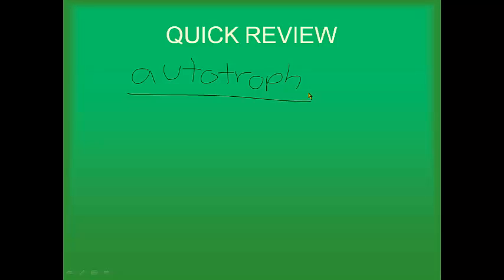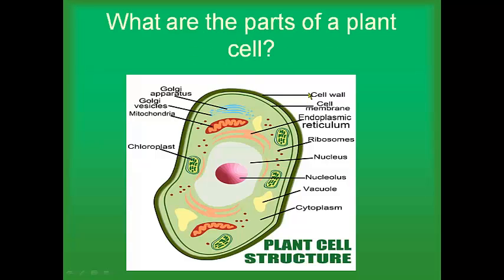Now, before we can talk about plants making their own food, we have to review a little bit of plant cells so that you know what I'm talking about later on in the video. So we're going to do a quick review. What are the parts of a plant cell? I'm not going to go through all of them, just the main ones. Right here we have the nucleus. The nucleus is super important because it contains the DNA for the plant. The DNA tells the plant what type of proteins to make, and those proteins basically control all of the plant's functions.